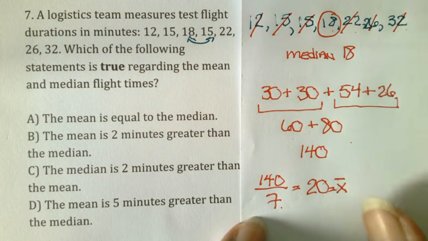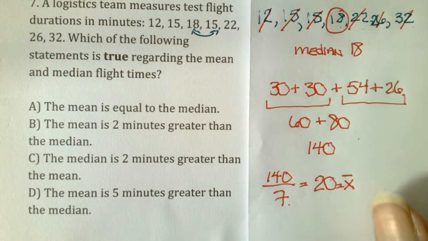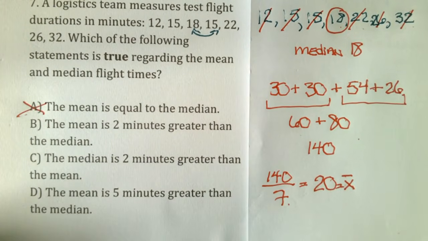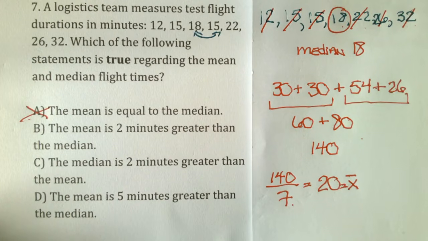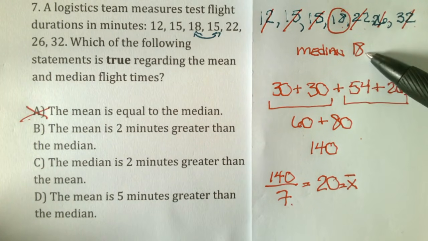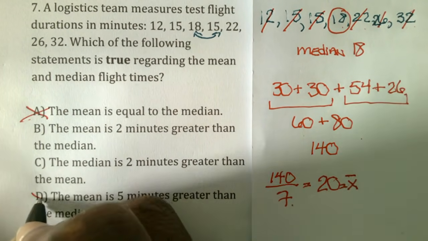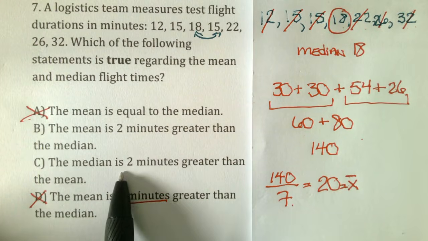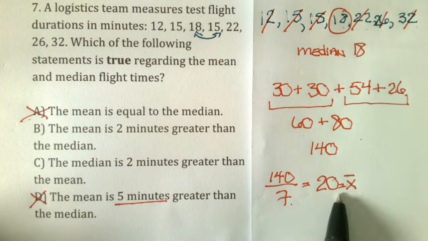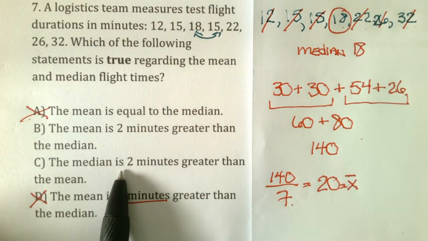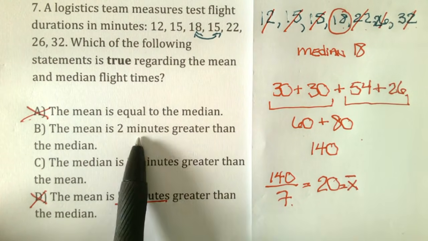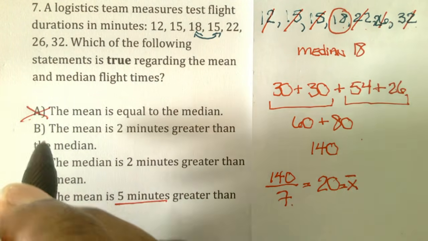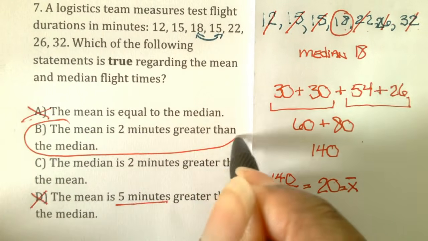So right away, we can get rid of, and this is what you want to do, process of elimination. I want to get rid of the first one. The difference of 20 and 18 is 2. So I can get rid of the last one because they said it's 5. But then which one is bigger, the mean or the median? It's going to be your mean. So your mean is 2 minutes greater than your median. It's option B.